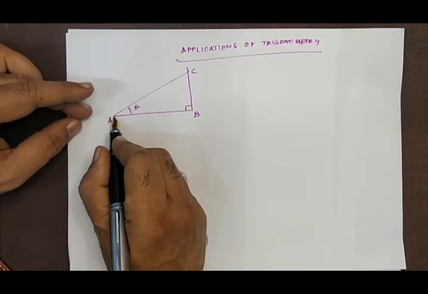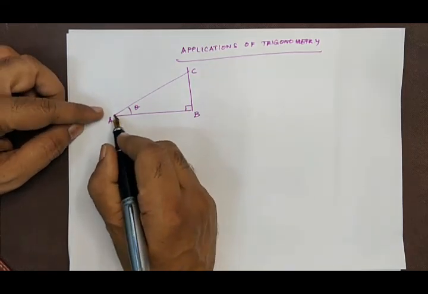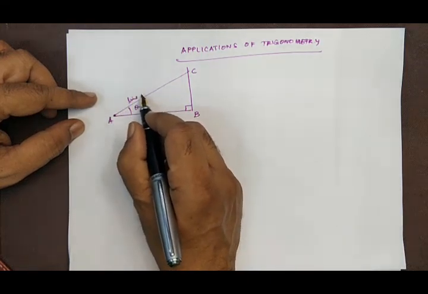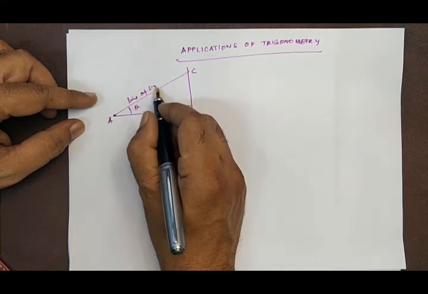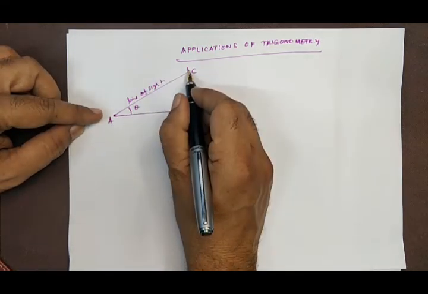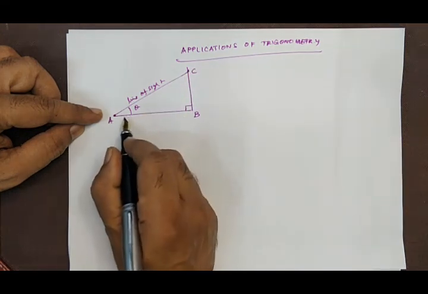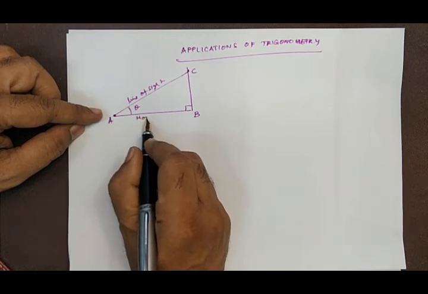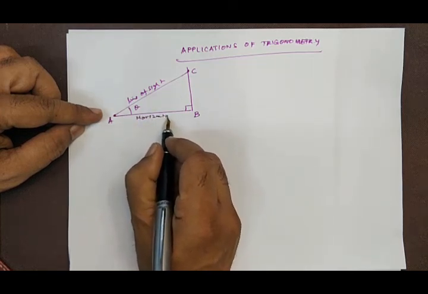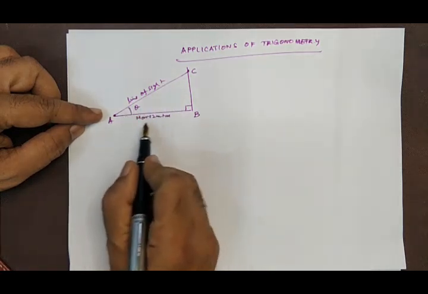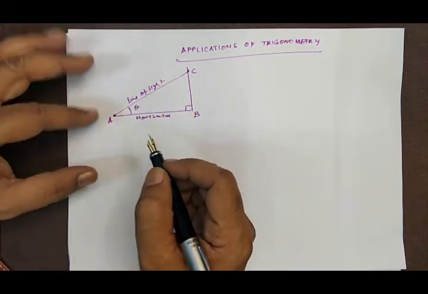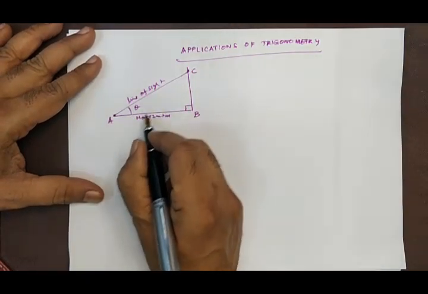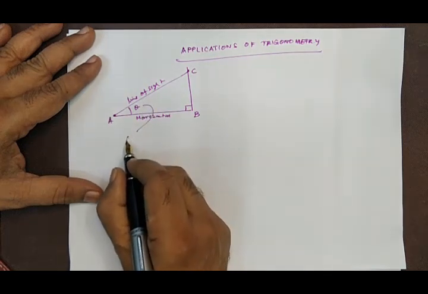Assuming a boy standing on the earth, let us assume him as a point here. This is called the line of sight. He will be looking at the top of the post at an angle theta from the ground, and this is called the horizontal. The angle subtended by the line of sight to the horizontal is called theta, that is the angle of inclination or angle of elevation, you can call it. So this is called the angle of elevation.